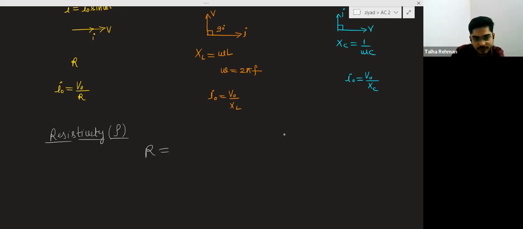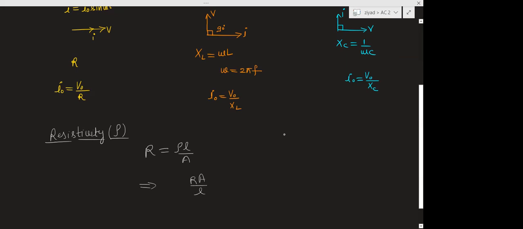Resistance is given by rho L by A. Now from this formula we can calculate the resistivity. So resistivity will become R A by L. This is the resistivity.